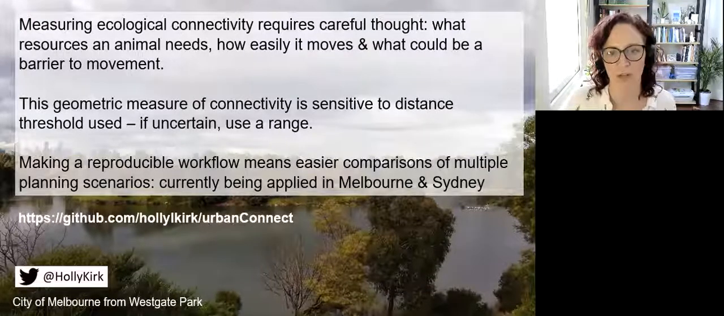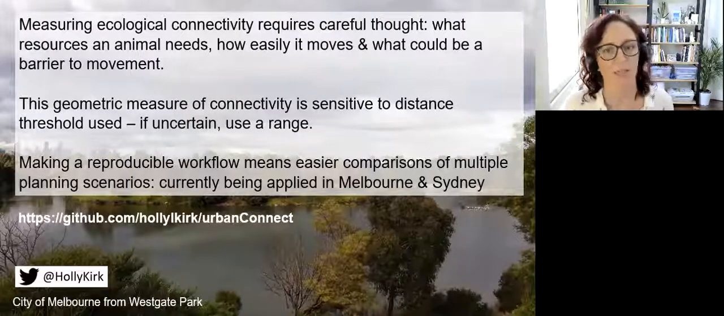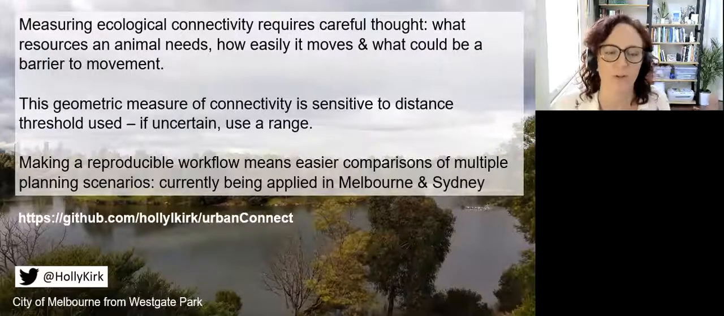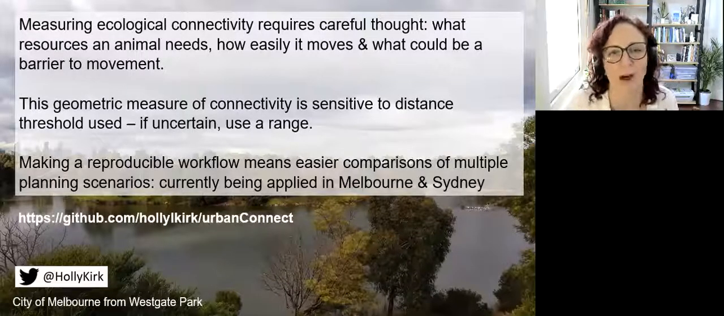This geometric measure of connectivity is quite sensitive to the distance threshold that you use. So if you're at all uncertain, you need to use a range to give yourself a range of connectivity metrics to understand that, and then use that to compare. And putting this whole workflow into a reproducible R workflow made it much easier to make comparisons of multiple different planning scenarios. And the exciting thing is this is currently being applied in the City of Melbourne and the City of Sydney in their urban connectivity and urban nature plans.